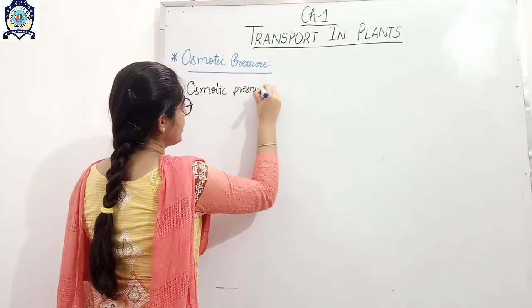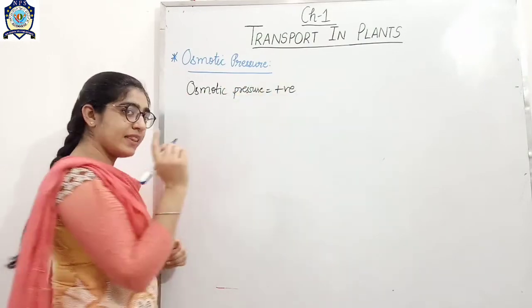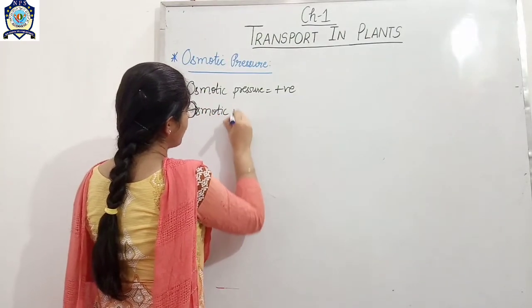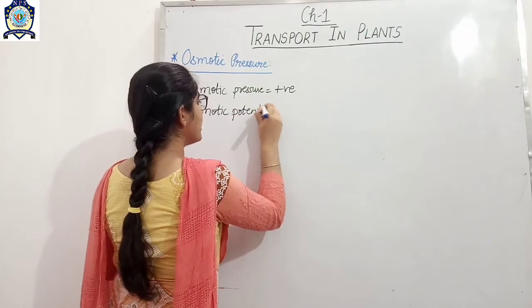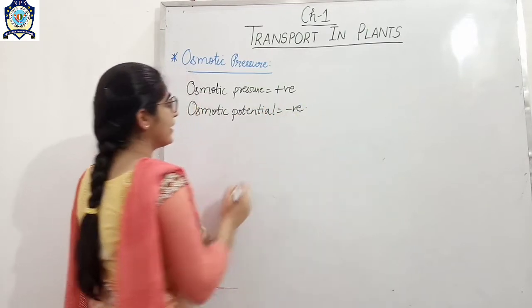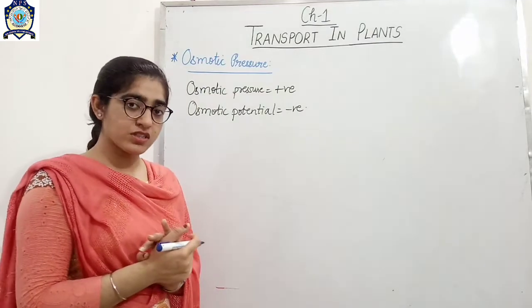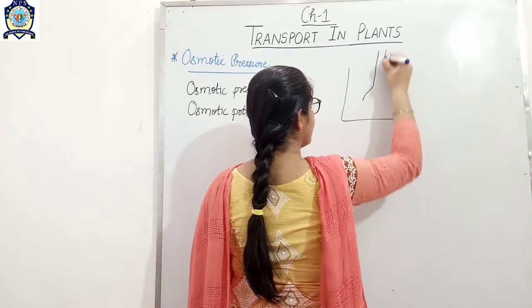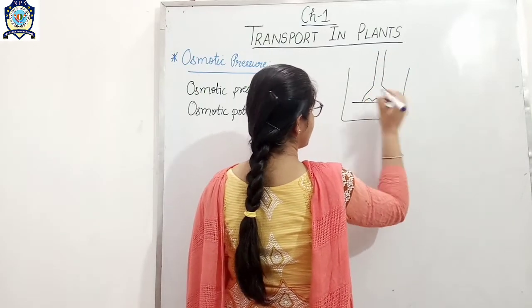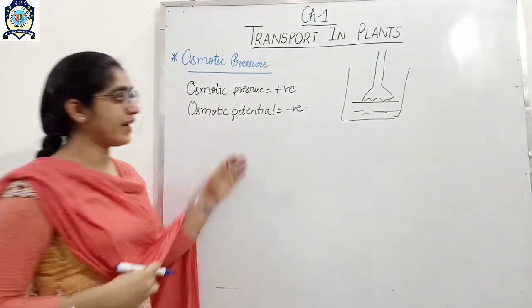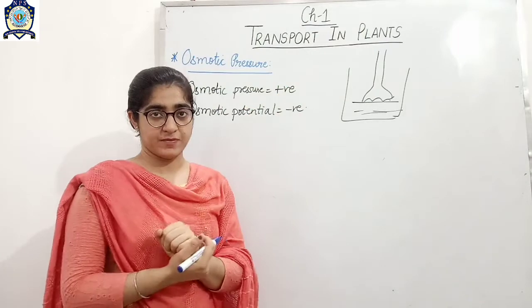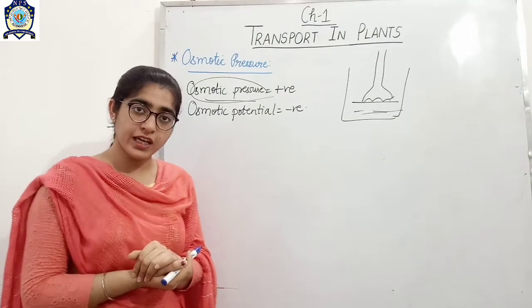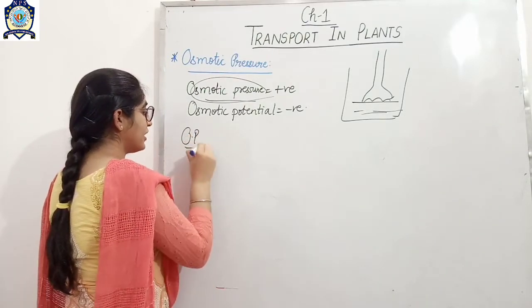Osmotic pressure is always positive, while there is one more term, and that term is osmotic potential. Osmotic potential is always negative. Osmotic pressure is positive, as in the Thistle funnel experiment that we have studied. In the Thistle funnel experiment, we were applying pressure, and that pressure is known as the osmotic pressure. I am denoting it with OP.